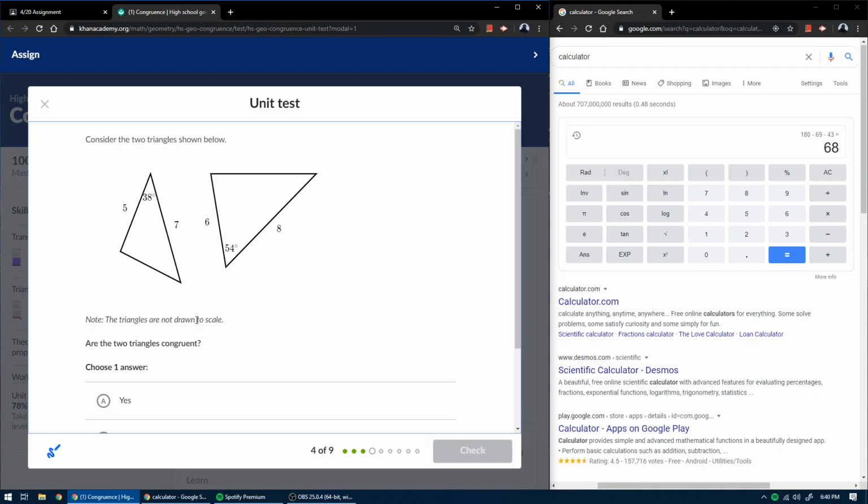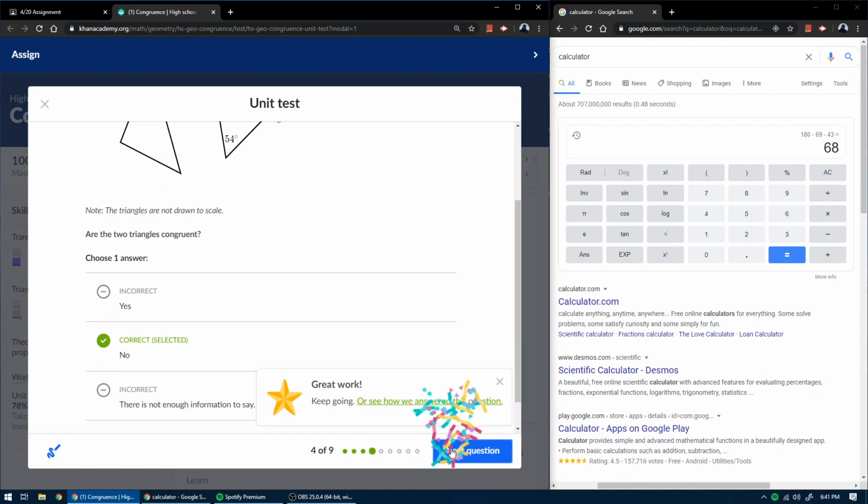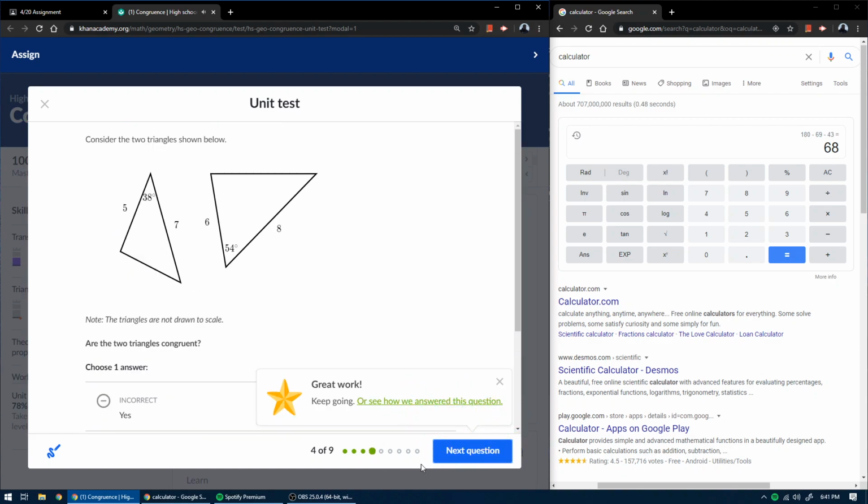They're not drawn to scale. Are they congruent? No. Why? Well, just look at this, right? 7, 6, 5, 8. They're not the same sides. They're not equal. Okay, boom, we're done. They're not congruent. They don't have equal sides.